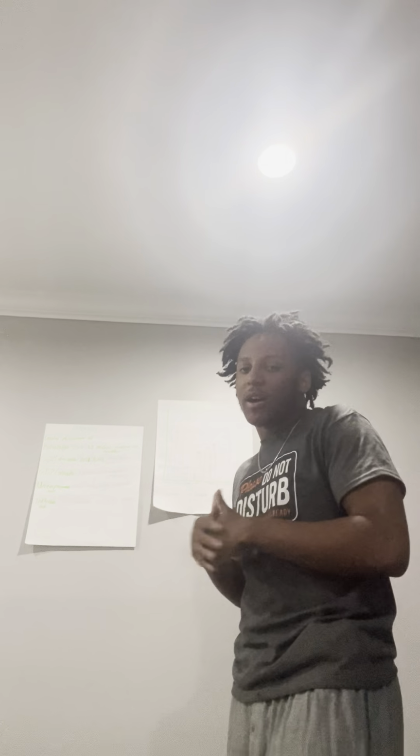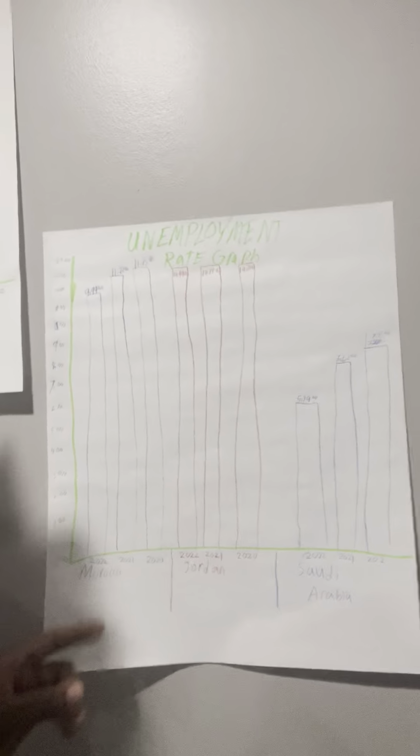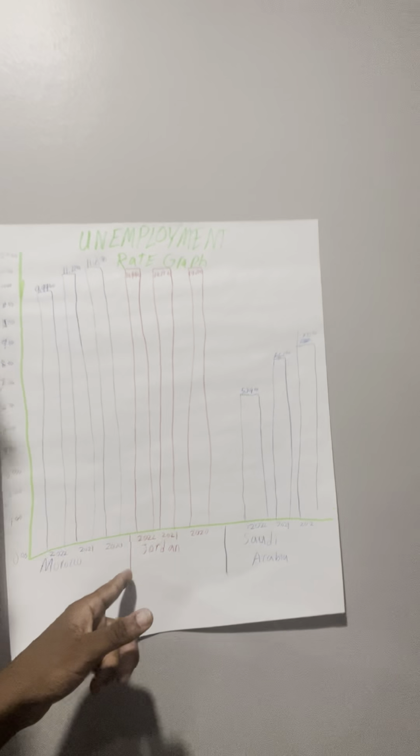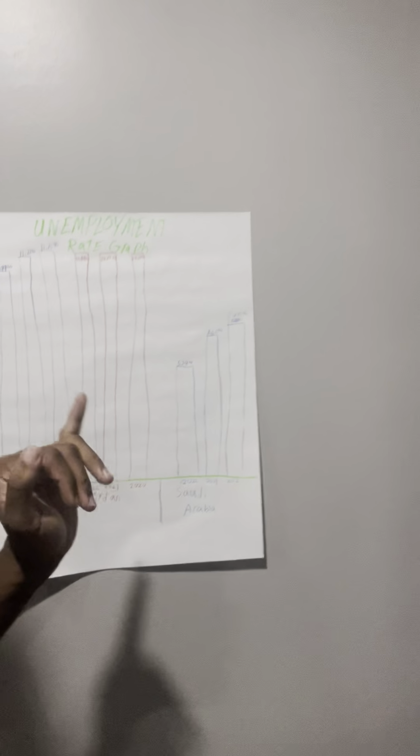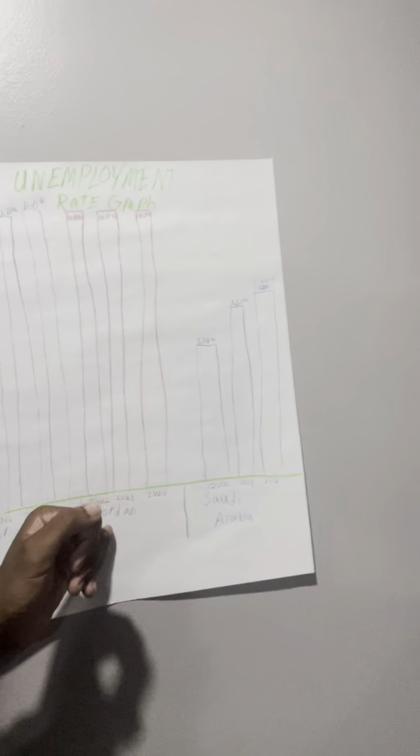So next we have our unemployment rate. If you move out to these places, Morocco, Jordan, or Saudi Arabia, will you be able to get a job? Be able to work? So once again, I have another graph for unemployment rate. And for the last 3 years, 2022, 2021, and 2020, in Morocco, the unemployment rate was 9.99. In 2021, it was 11.22. And in 2020, it was 11.73.